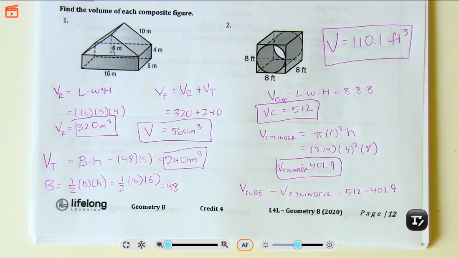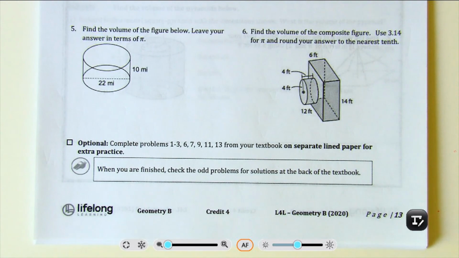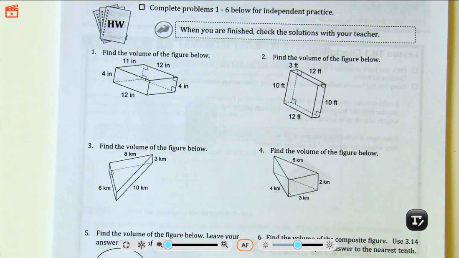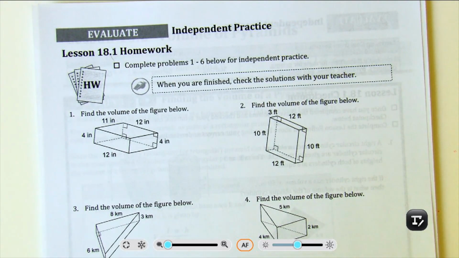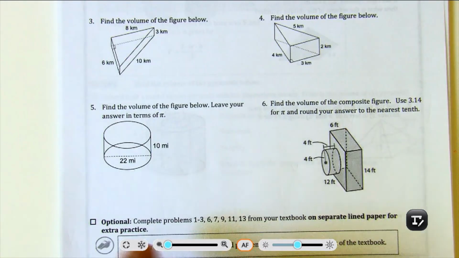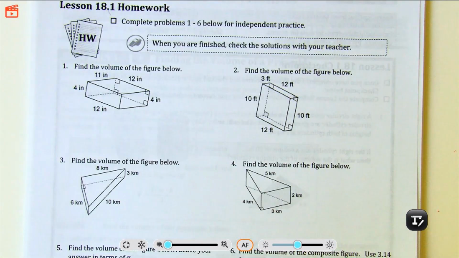So that completes lesson 18.1. Now for your homework, what you need to do is find volume of some rectangular prisms, triangular prisms, cylinders, and then of a composite figure. After you finish that, then you're going to be asked to find the volume of these figures on the checkpoint.